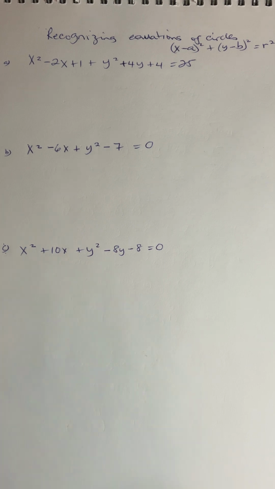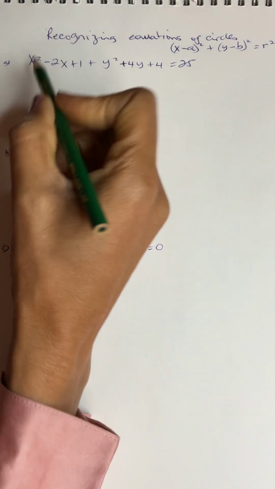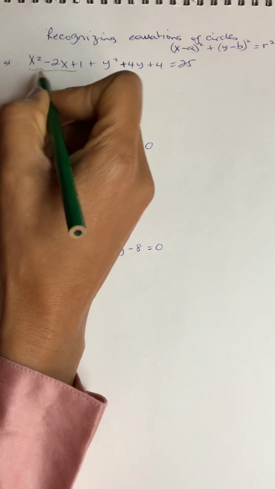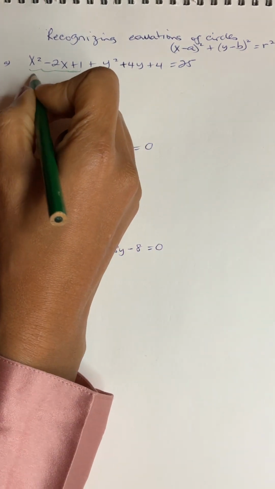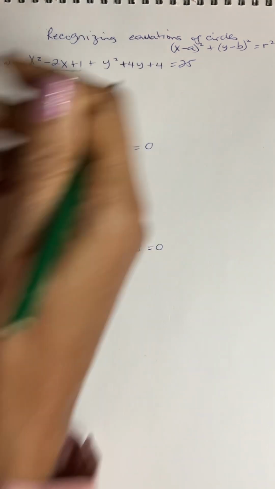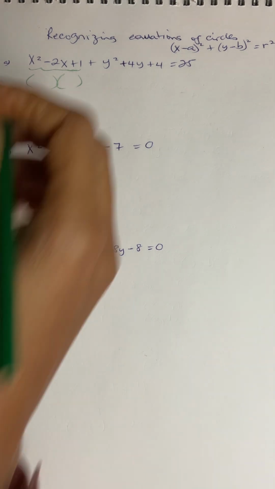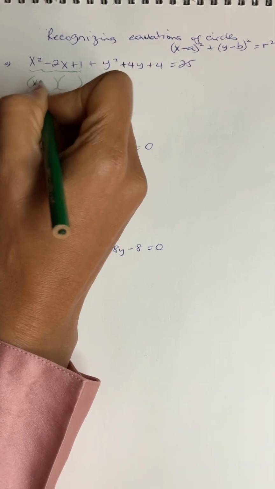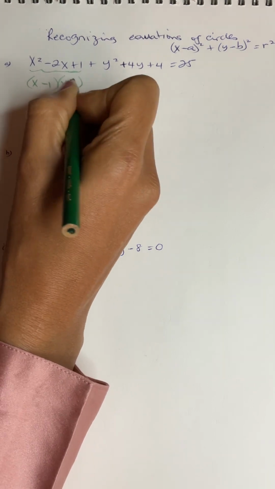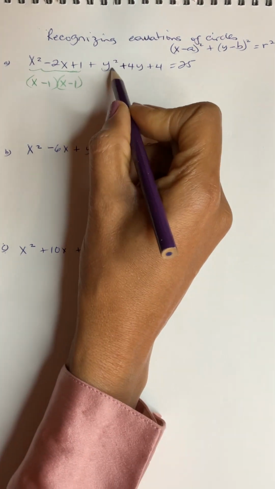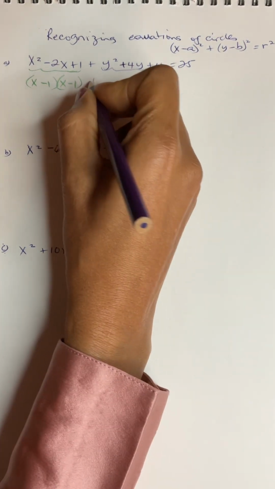First, we realize that we have a couple of things going on in this equation. We have that part and we also have the other side. What we have to do first is factor this out, and when we factor it, we end up with the factors x minus 1 and x minus 1. Then we also have to factor the y side, putting our plus sign here.